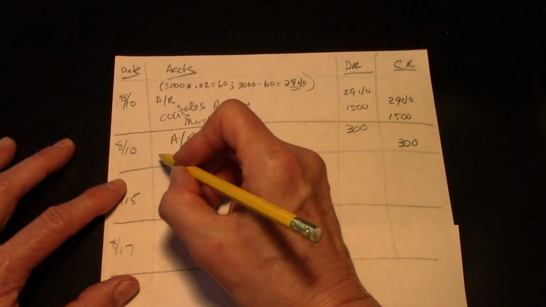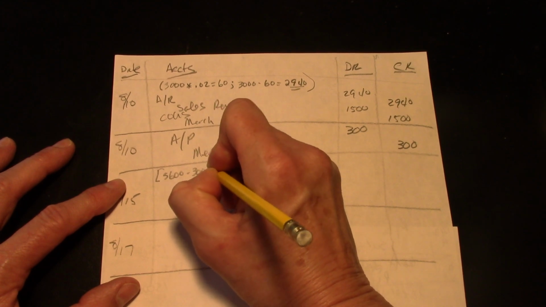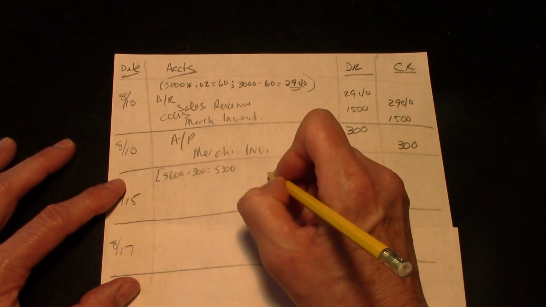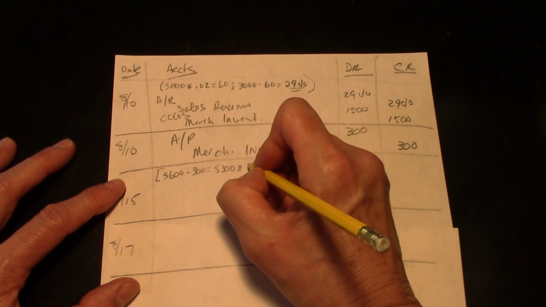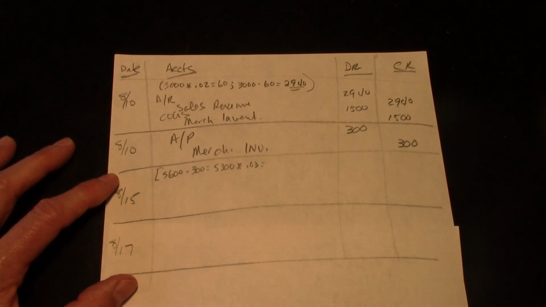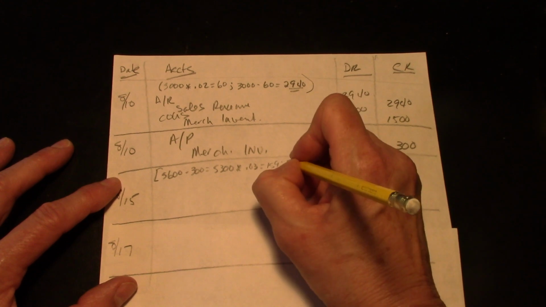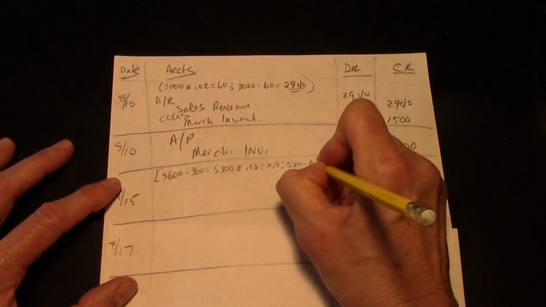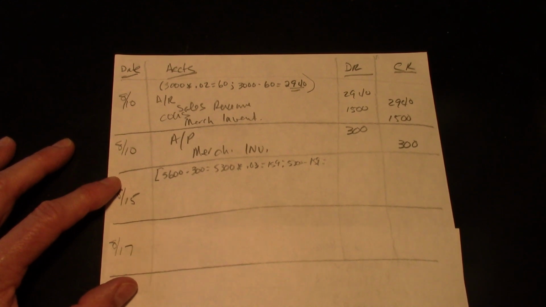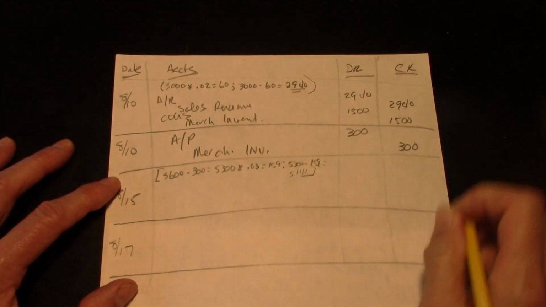All right, so let's see here. We've got the original $5,600 minus 300, so now we owe $5,300. Multiply that by 0.03 is equal to, excuse me, 159. 5,300 minus 159 is equal to 5,141. 5,141. Okay.